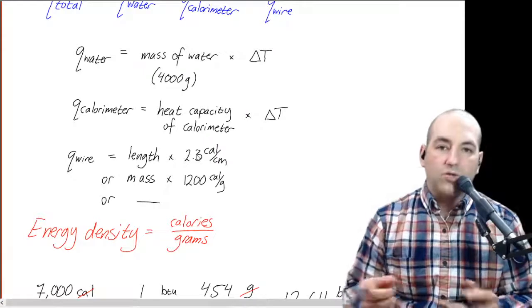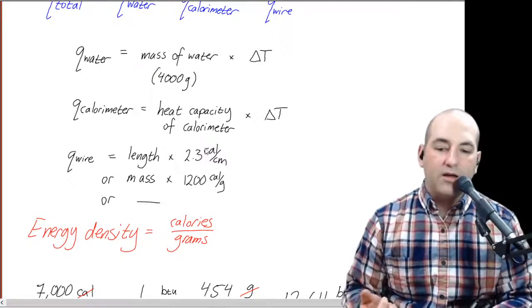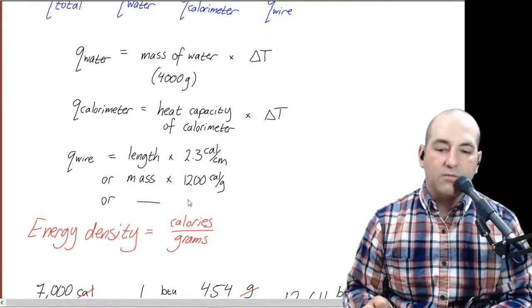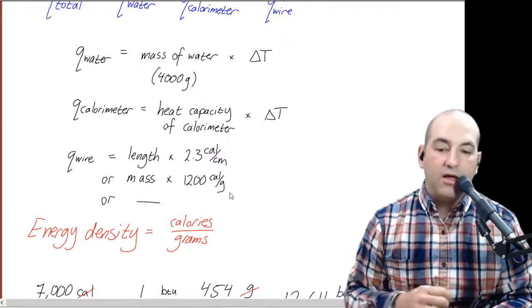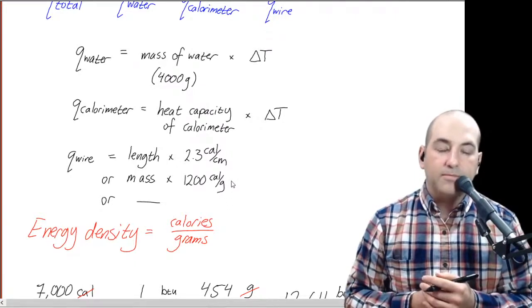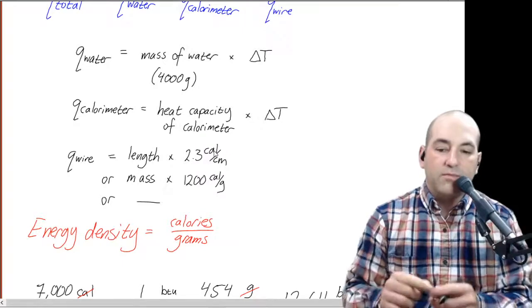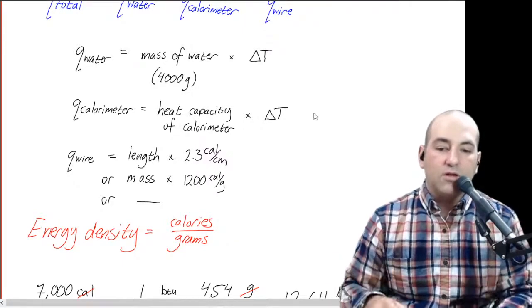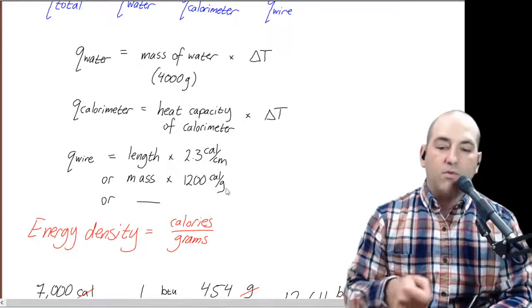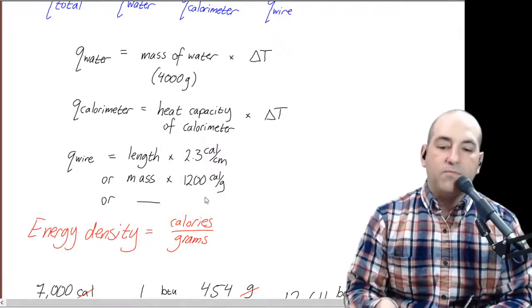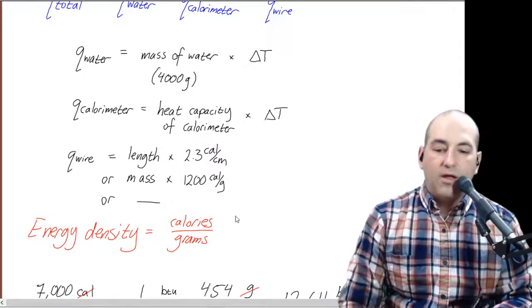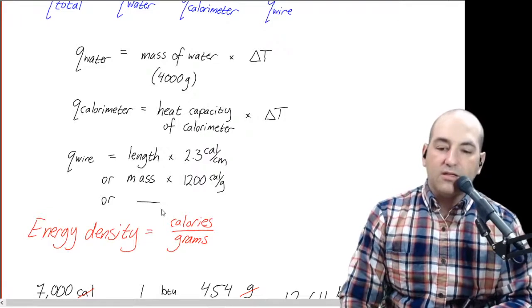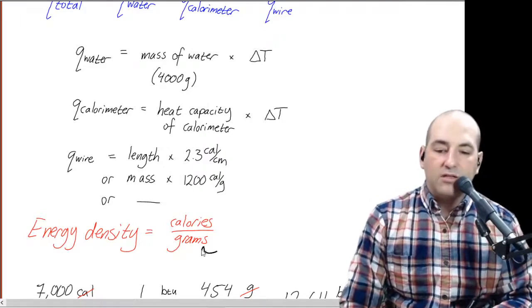you just have to know how much wire you're using, and you multiply that by either 2.3 calories per centimeter or 1,200 calories per gram, depending on how you measured it. So if you measured how long of the wire you used, you use this first number. If you put the wire on the balance and measured it there, then you use the second number. And then your energy density is that divided by the grams, and that should be grams of biodiesel.